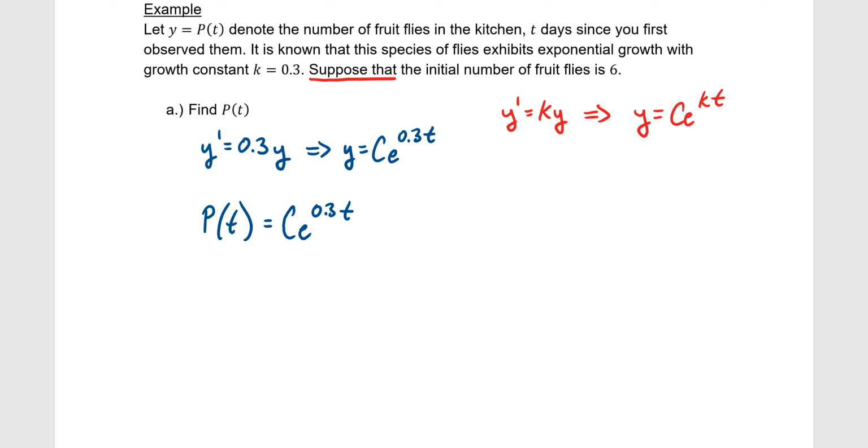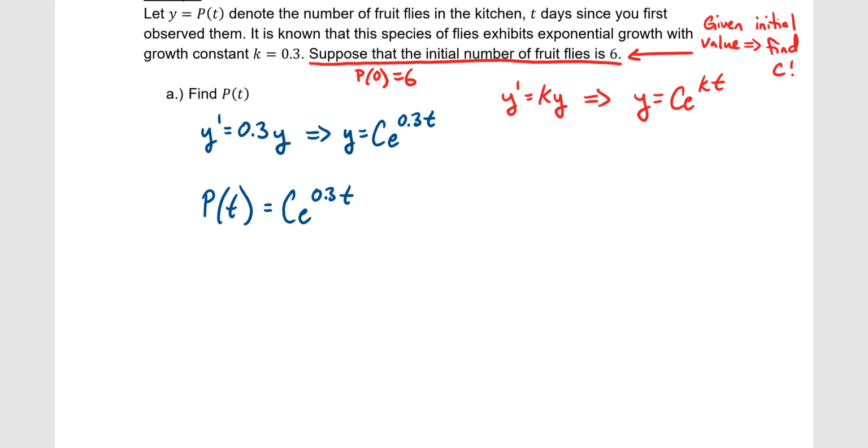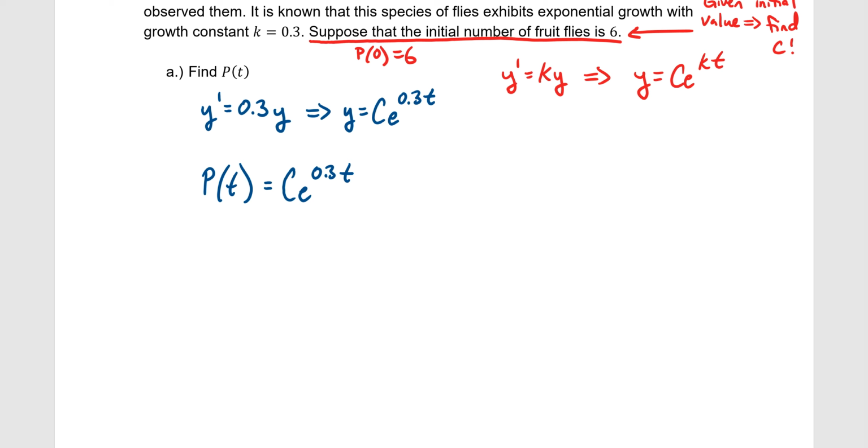However, this last sentence here, the initial number is 6. Once we have an initial value, then we can find c. So that means if the initial number is 6, when time equals 0, the population is 6. So what that means is that p of 0 equals 6. So we have that initial value. Let's go ahead and plug that in. So p of 0 is 6. We plug in 6 into p, we plug in 0 into t, and we go ahead and solve this for c.